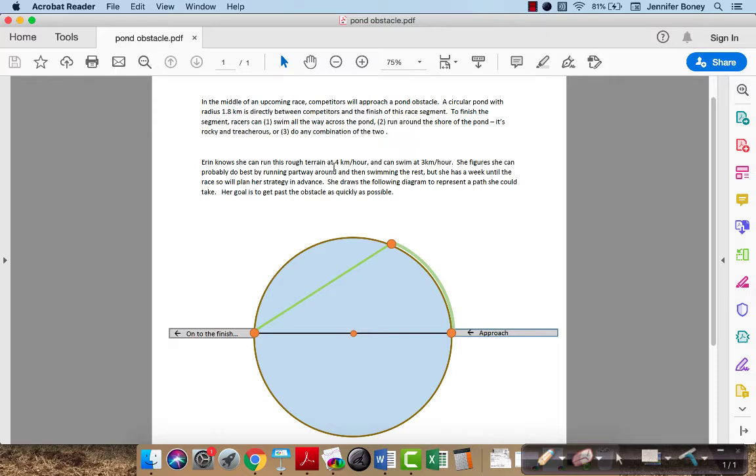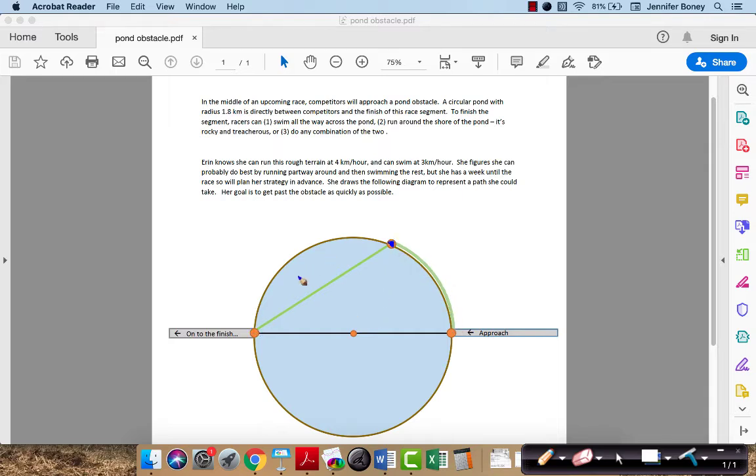She can run on it at 4 kilometers per hour, or she can swim through this pond at 3 kilometers per hour. So if we want to know what's the ideal route for her to take, that's essentially figuring out, well, where is this point where she stops running around and then starts swimming? And it could be all the way at the beginning. She could just not run and swim straight across. It could be that it's all the way over here, as in she doesn't swim at all, she just runs all the way around. Or it could be somewhere in between.